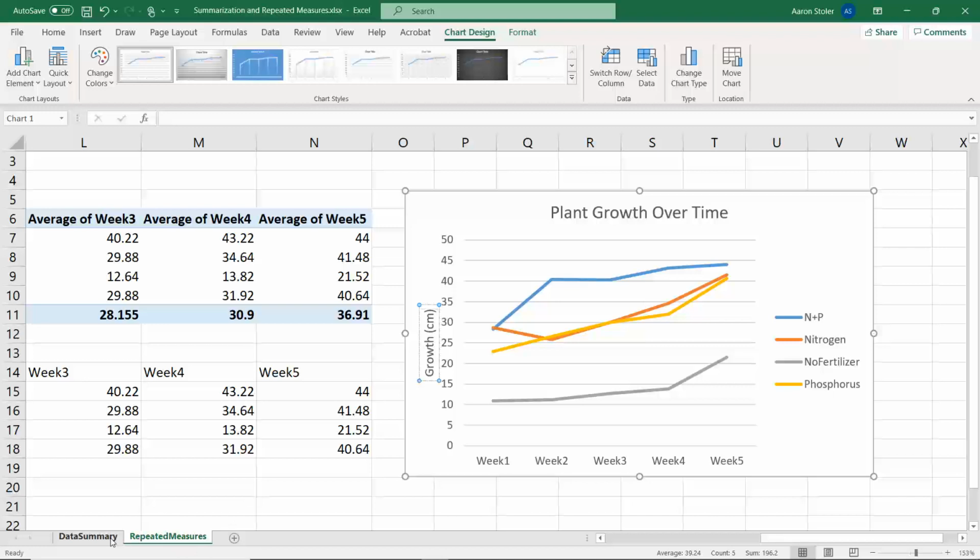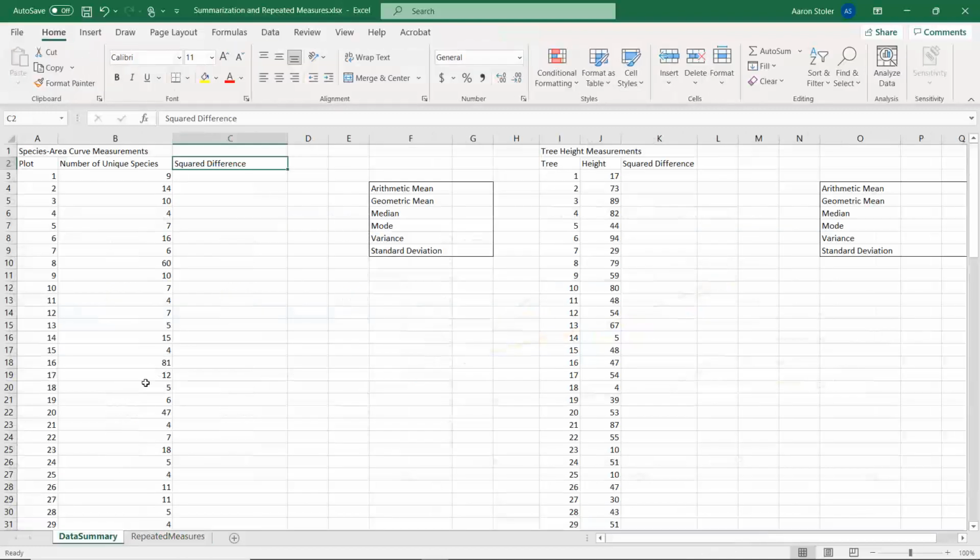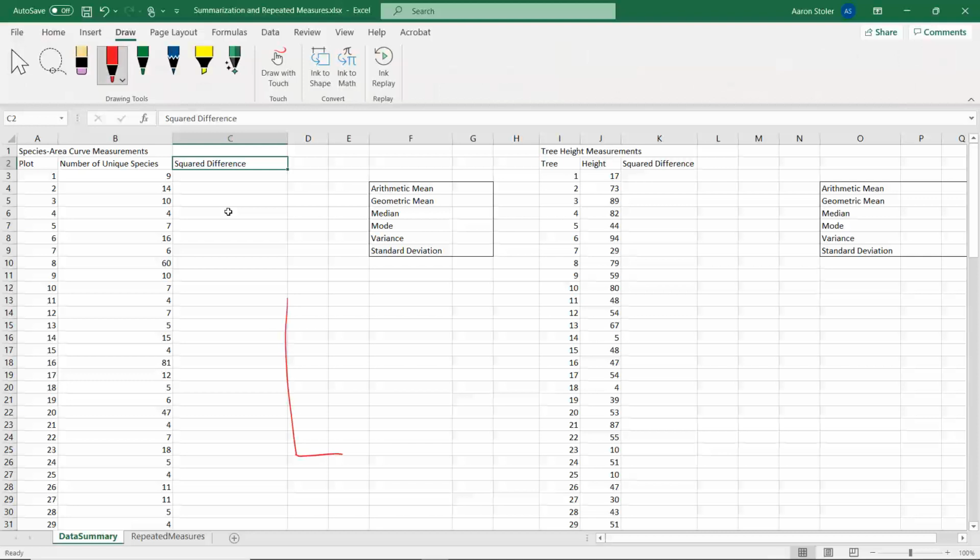The next part of this tutorial is to start summarizing data, so go to the Data Summary tab. And here is where we start challenging ourselves with the concept of variation. Now, if you recall from the lectures, for any data set that has a normal distribution, the average is right in the middle, and the variation is how wide this graph is.